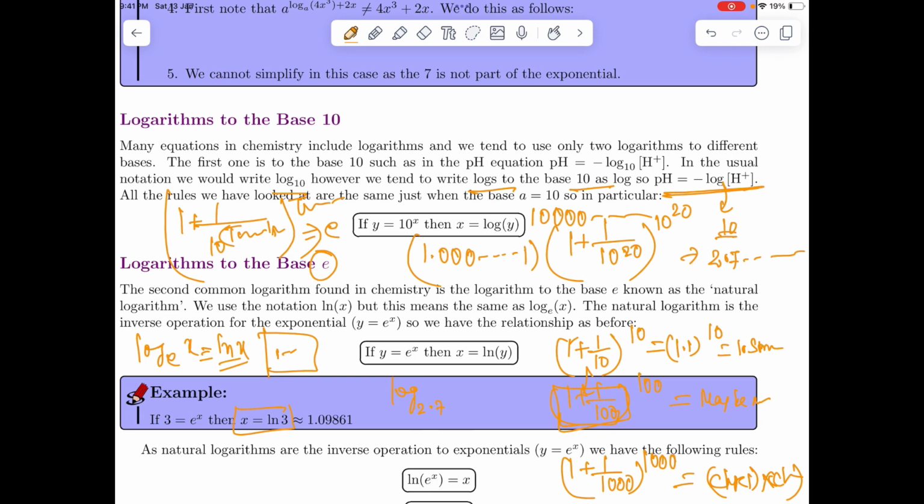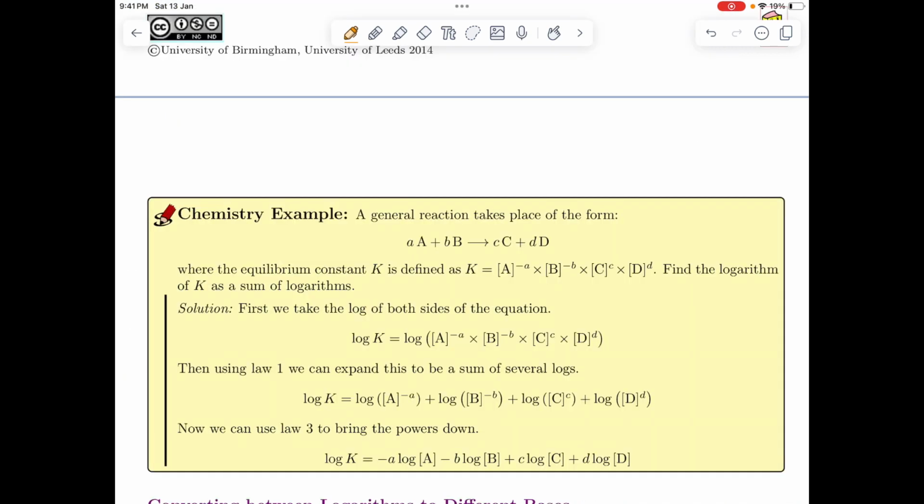So if 3 is e to the power x, the other way of telling is x is ln 3. So it's basically log base 2.71 something of 3. Now 2.71 to the power 1 will be 2.71. So if it is 3, let's execute this for a beautiful chemistry example.